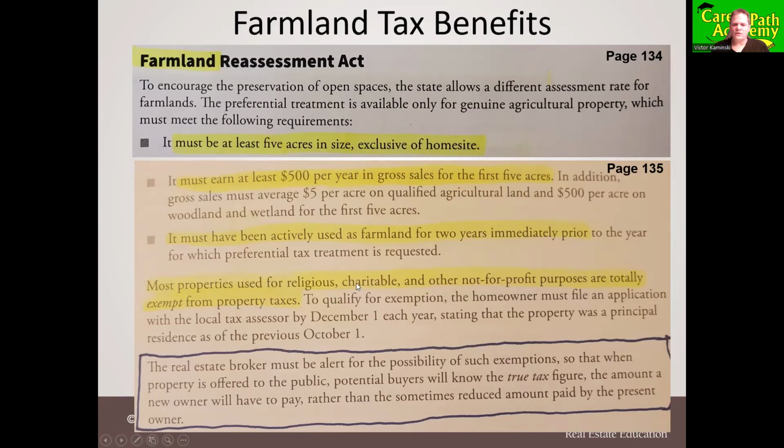Now, most properties used for religious, charitable, and other not-for-profit uses, they're totally exempt from property taxes. Highlight that. And then put a box around this last paragraph here on page 135, where it says the real estate broker must be alert for the possibility of such exemptions. Why? Because what we have to do is advertise the actual tax figure that any potential buyer will be paying, not any discounted rate that the current owner is paying. We got to let the public know what they have to pay in taxes if they buy this house, not what a discounted rate a senior or veteran or disabled person's paying, right?